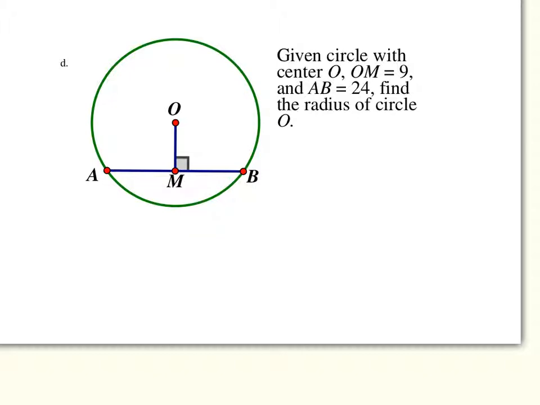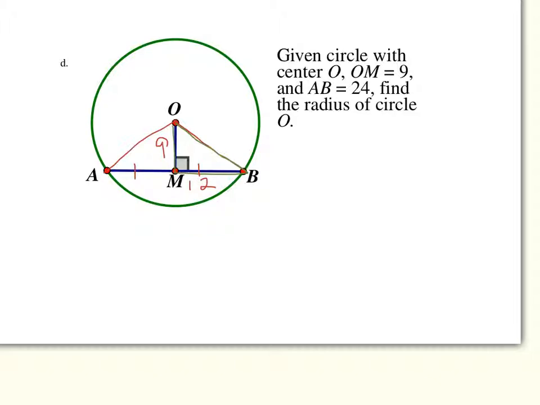All right, now that you've given it a try, we have the circle with center O, and we have OM equal to 9. And then we're supposed to find the radius. Well, I can draw either one of these as a radius, but I want you to notice that this is a right triangle, and we're trying to find OB. I also know that AB is 24. So AB has been bisected, so I know that this is 12.